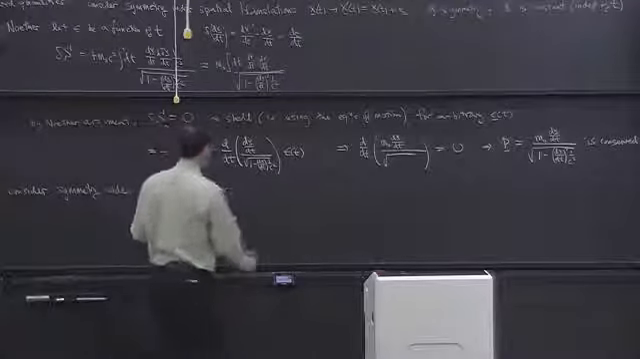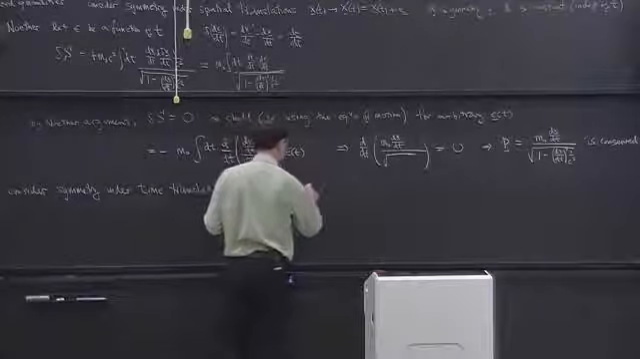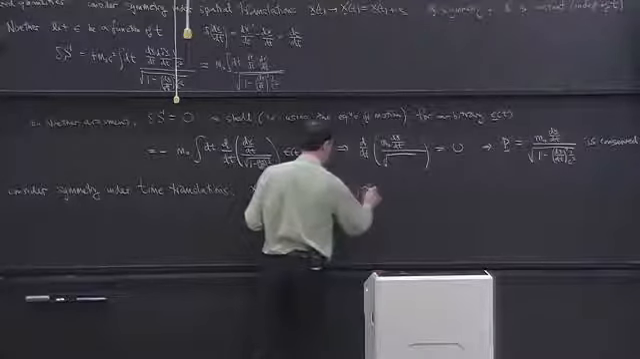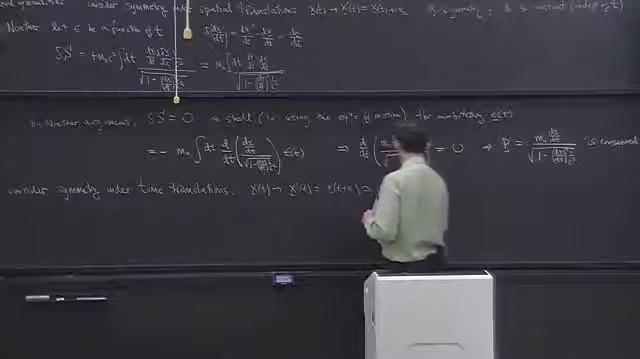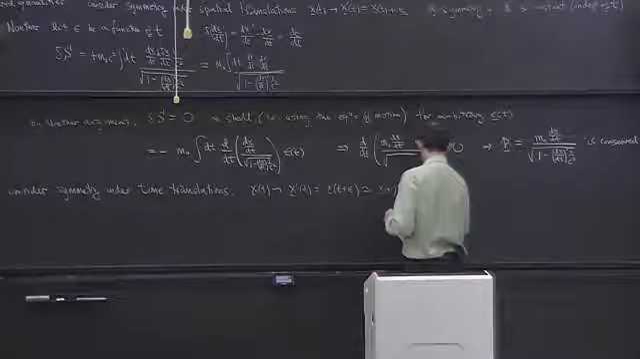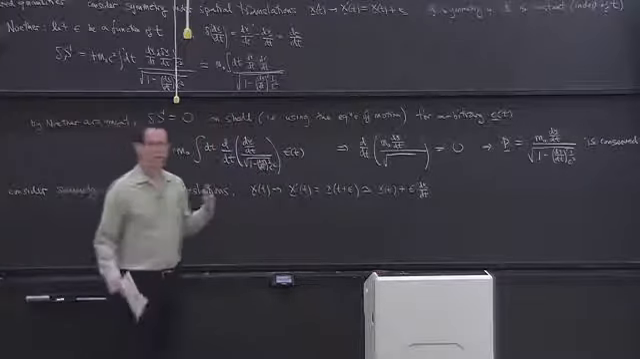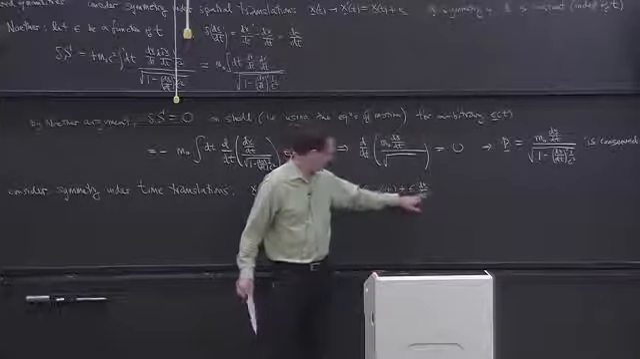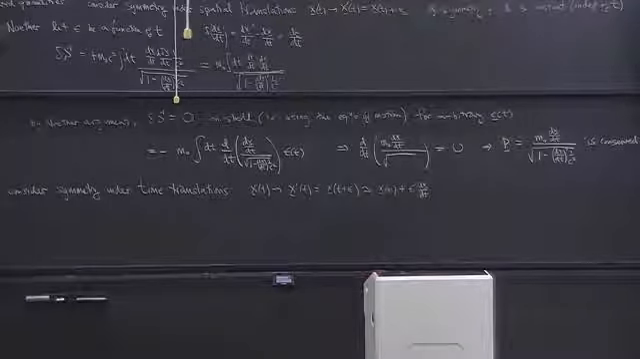And so what that means is that x of t goes to x prime of t, which is x of t plus epsilon, which to first order in epsilon is x of t plus epsilon dx/dt. Okay, so in the notation I gave earlier, epsilon is the parameter of the transformation, and dx/dt is the generator of the transformation.